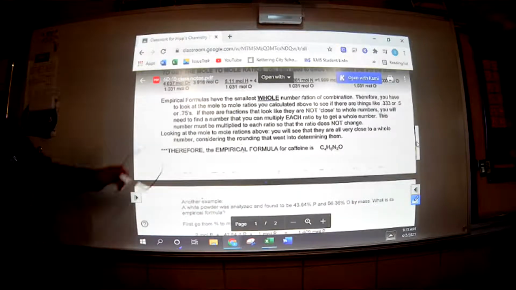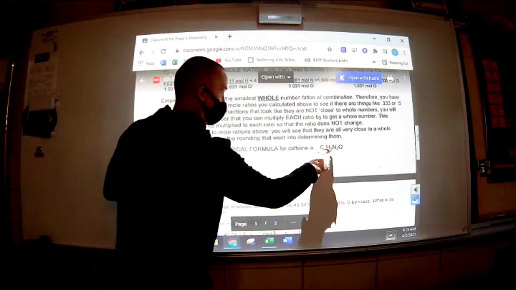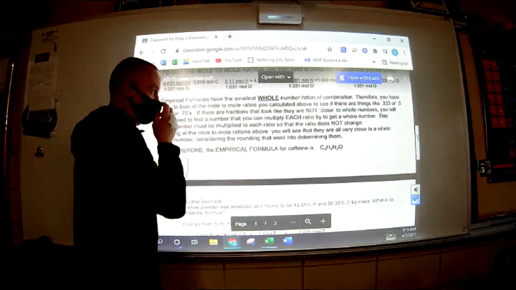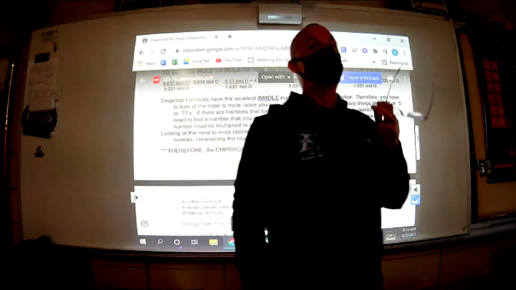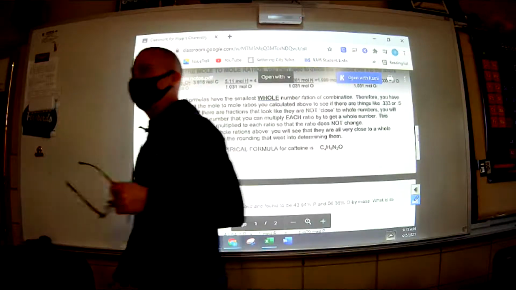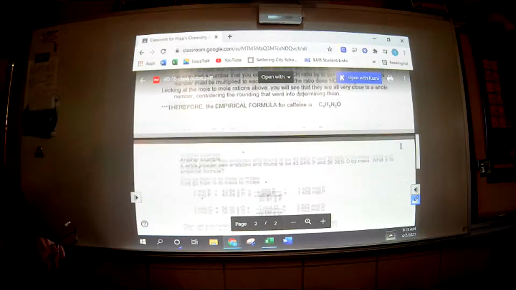So, anyway, our 4 moles goes here. 5 we rounded goes there. Our 2 goes there. This is the empirical formula of caffeine. Very often when you do calculations, you have to look at those after you divide the ratios, after you try to find the ratios.